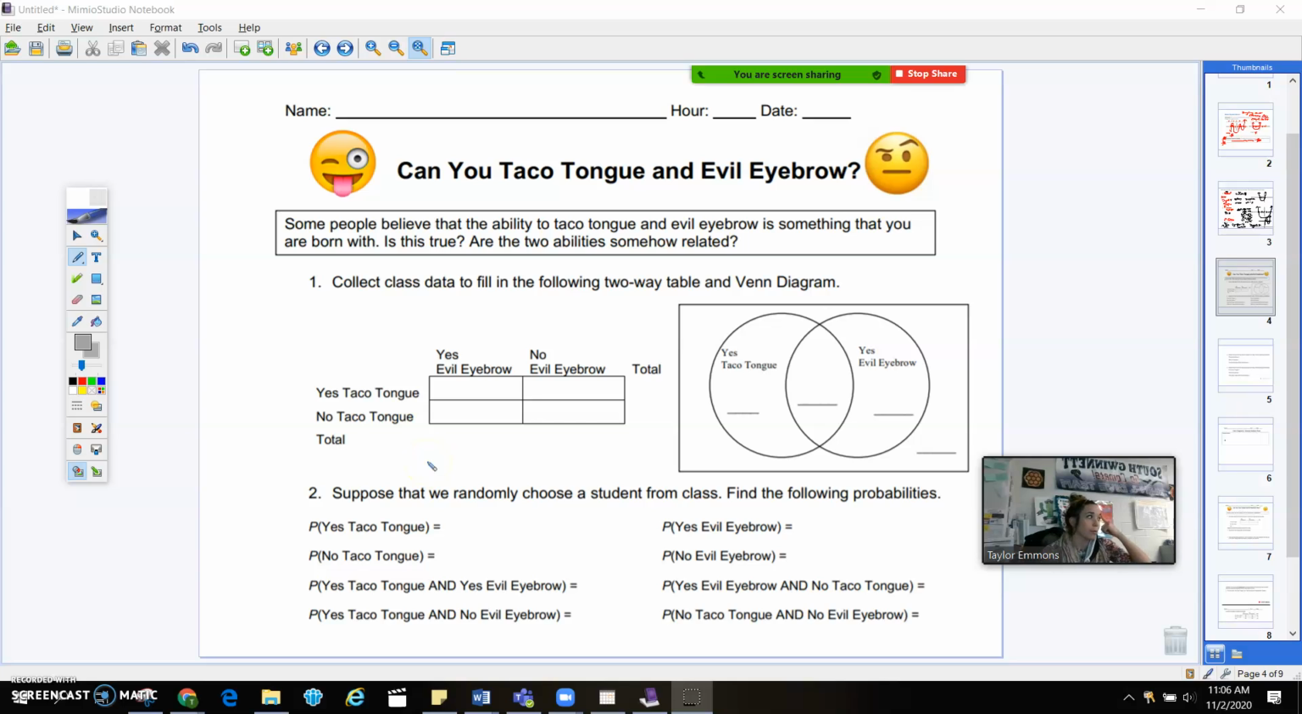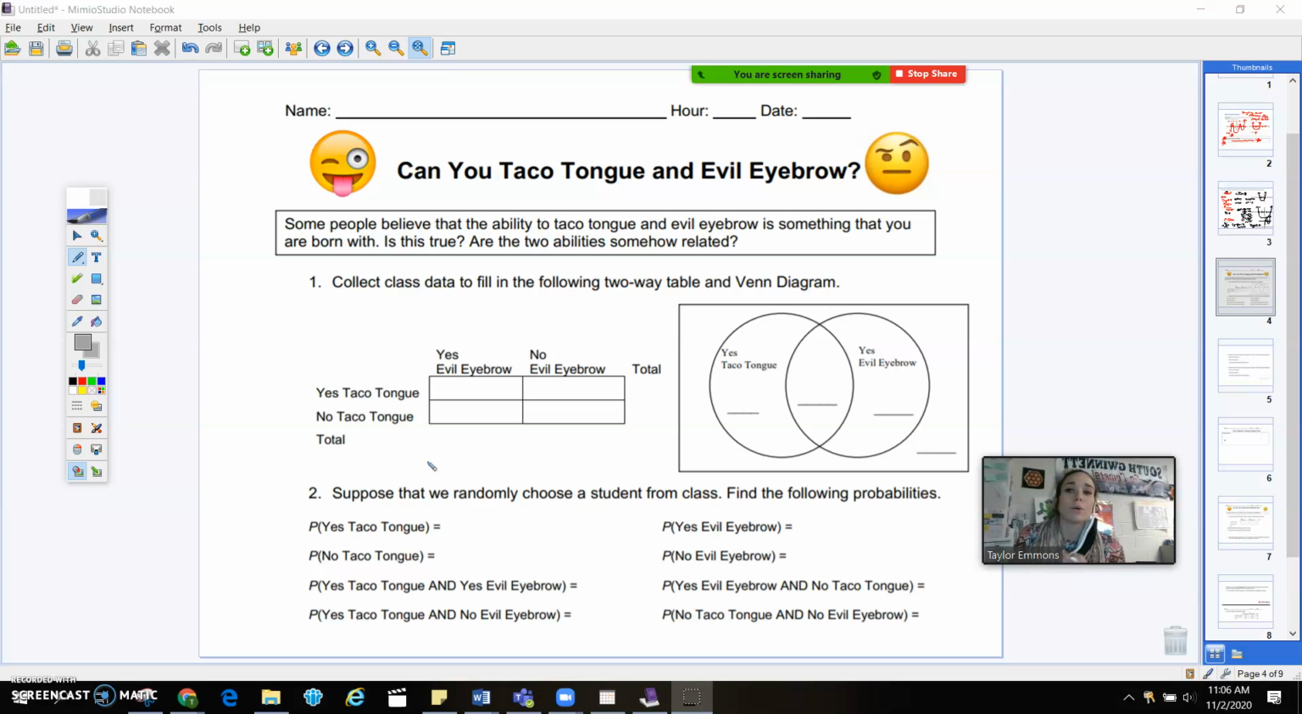Raise just one eyebrow, not both, but just one. Okay. I was like, I don't know what that means. But some people believe that the ability to taco tongue and evil eyebrow is something that you are born with. Is this true? Are the two abilities somehow related?